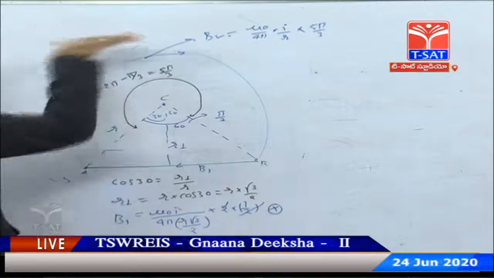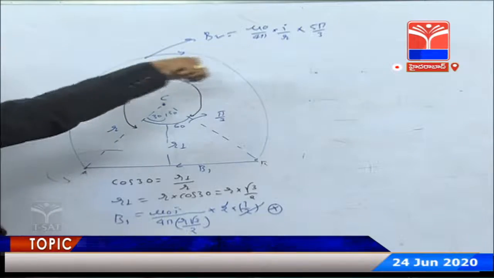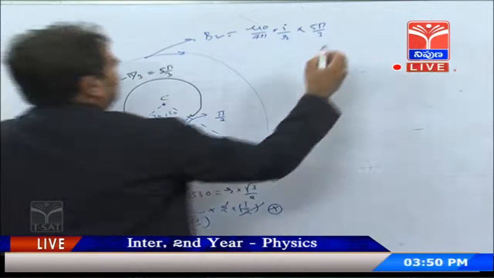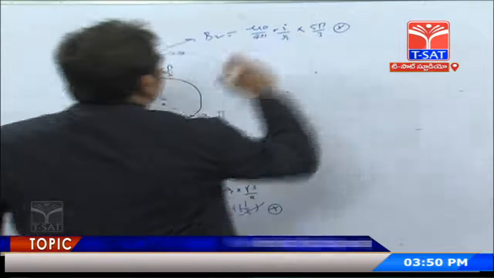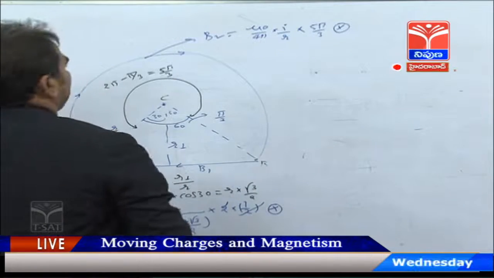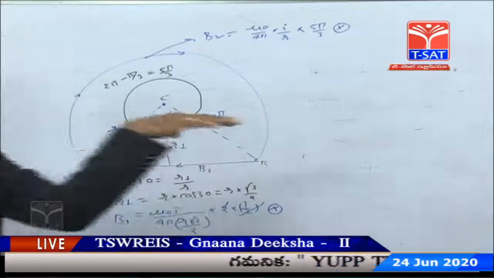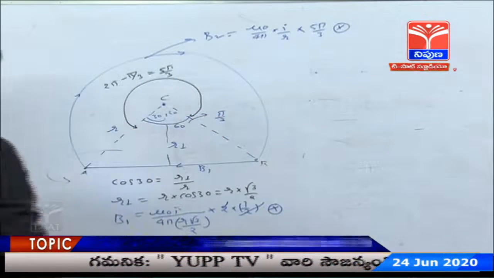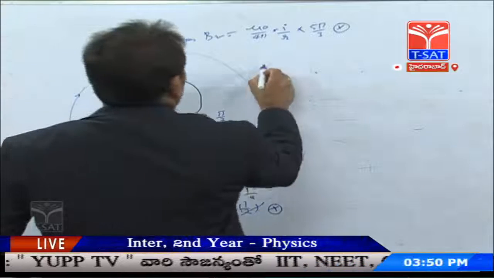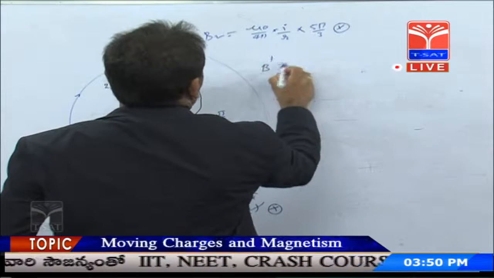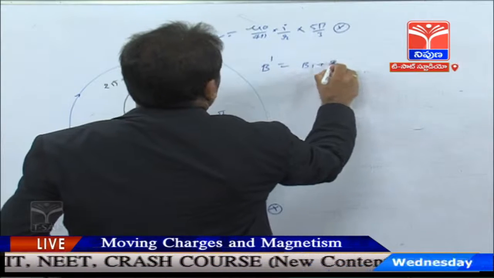What is the direction of the magnetic field? Del cross r, into the page. The direction of the magnetic field also acts into the page. Therefore, B2 is equal to this much, B1 is equal to this much. Both of them are into the direction of the field. Therefore, the net magnetic field induction at O is given by B dash. B dash is equal to B1 plus B2.